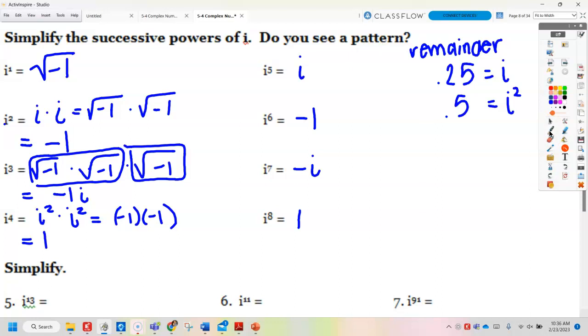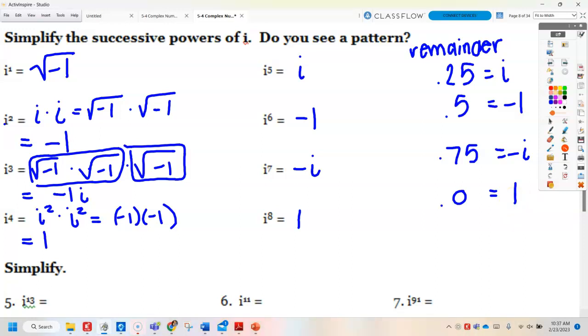11 divided by 4 has a decimal remainder of 0.75. So if the decimal remainder is 0.75, it is together negative i. And i squared, instead of writing i squared, you would write negative 1. And then if your decimal remainder is 0 or nothing, it's the equivalent of i to the 4, which is 1.